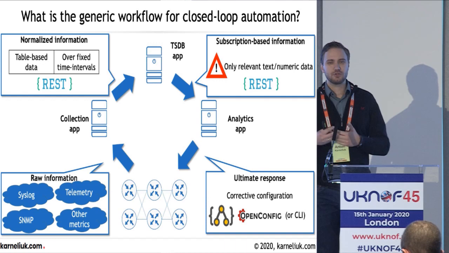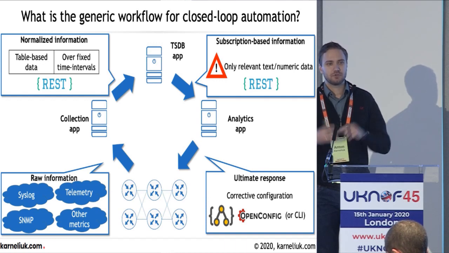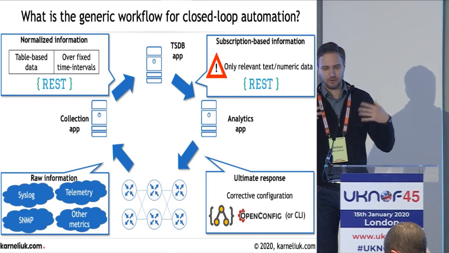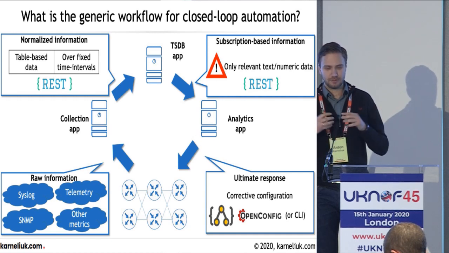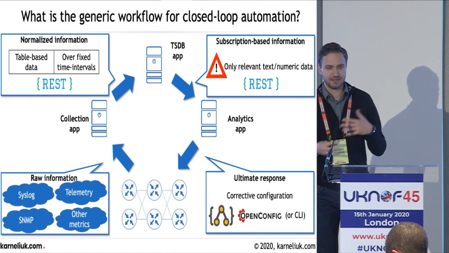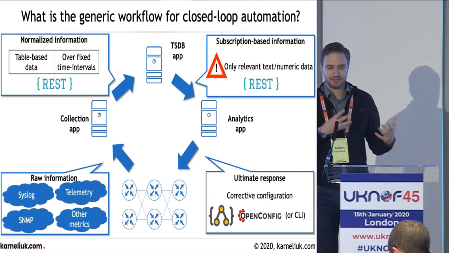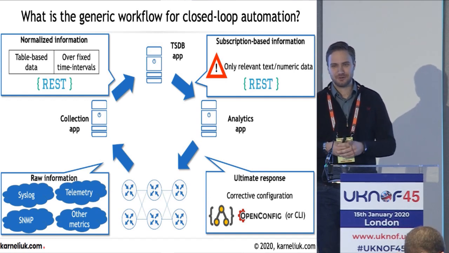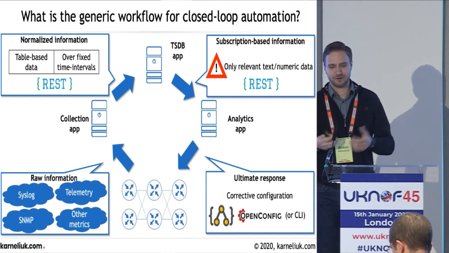So, about closed-loop automation. By now you should know what we want to automate. Let's take a look at the whole framework. Closed-loop automation could be split into 4 phases. Each phase has certain tasks and protocols. It starts with the network and it ends with the network, because we're speaking about closed-loop network automation.